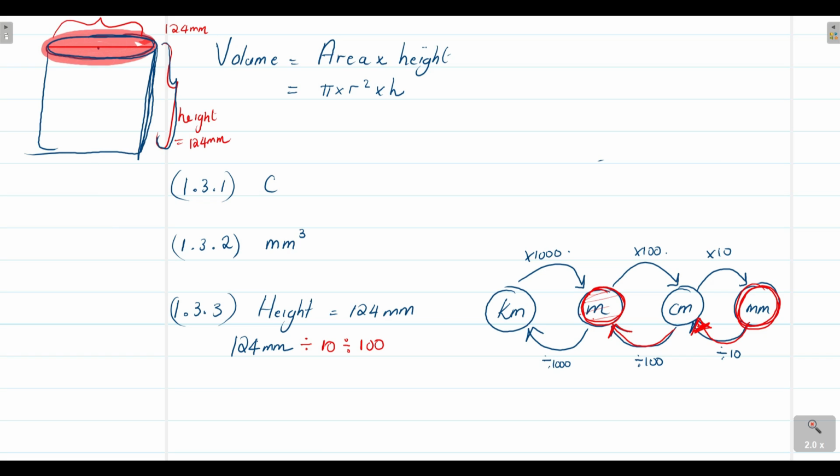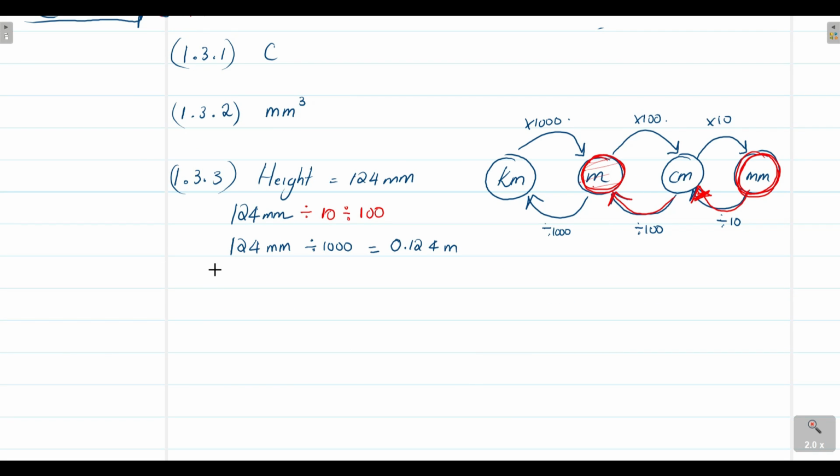Okay, so that is basically the same as just taking 124 millimeters and just dividing by 1,000. That will give me my answer in meters. If you punch that into your calculator, you divide by 1,000, you'll find that 124 millimeters converted into meters is actually equal to 0.124 meters.